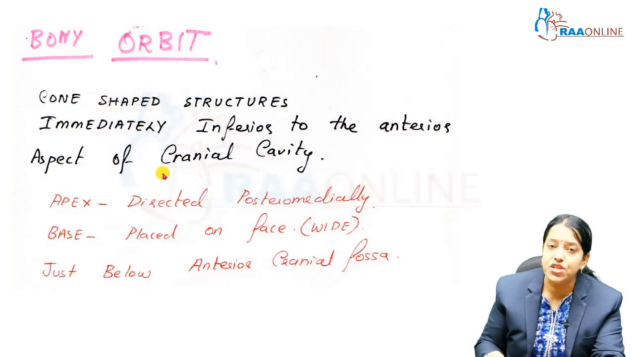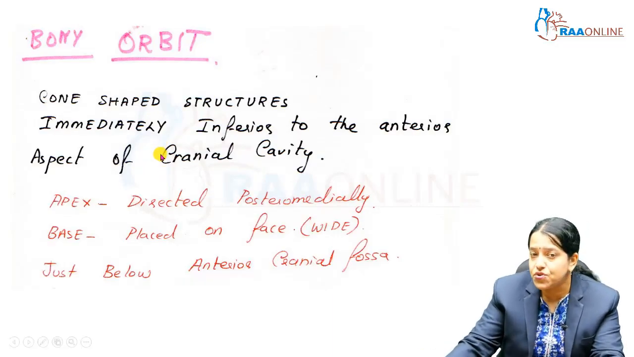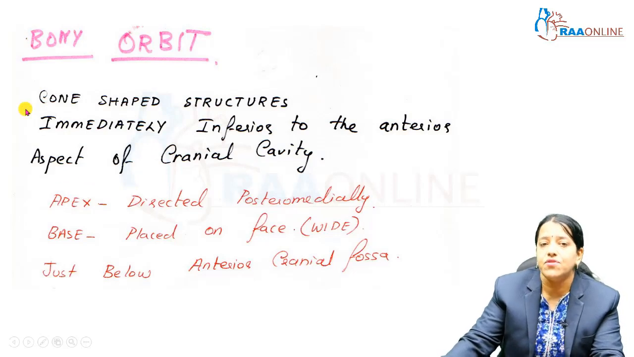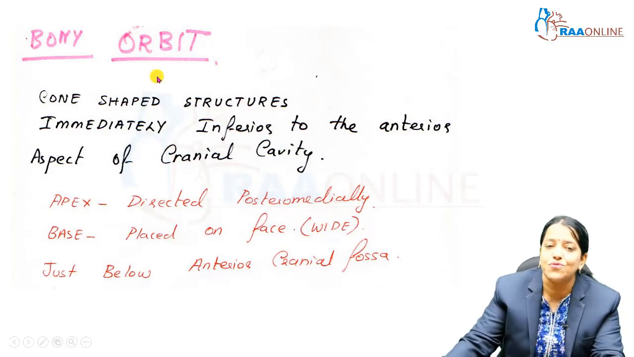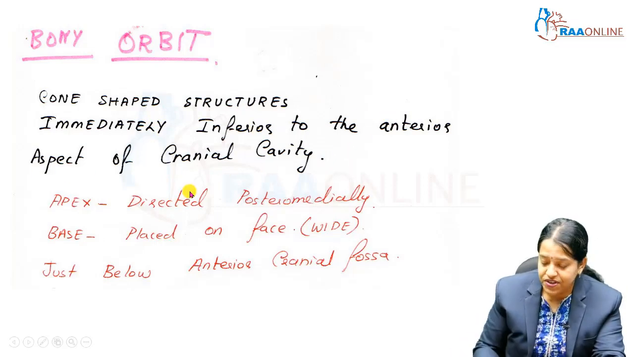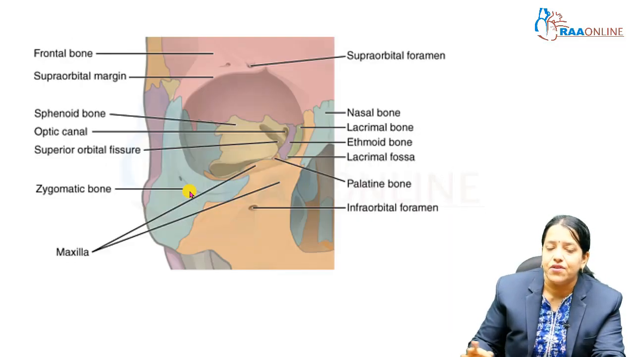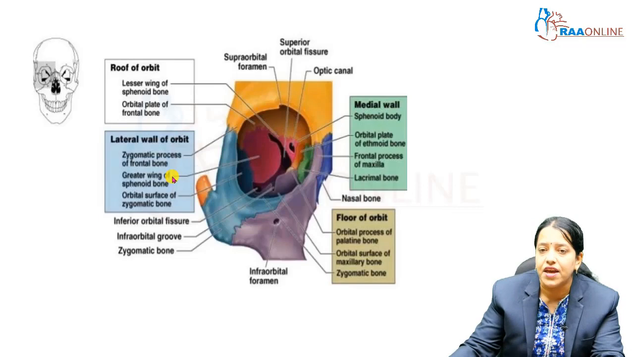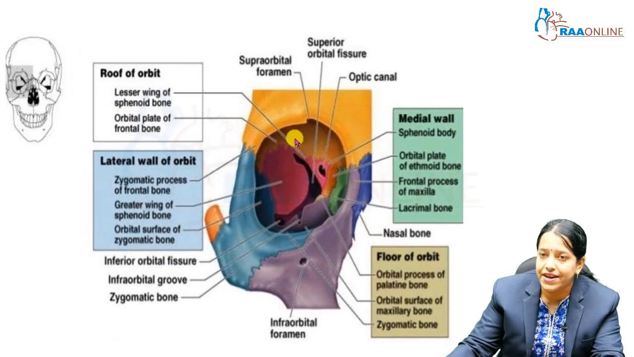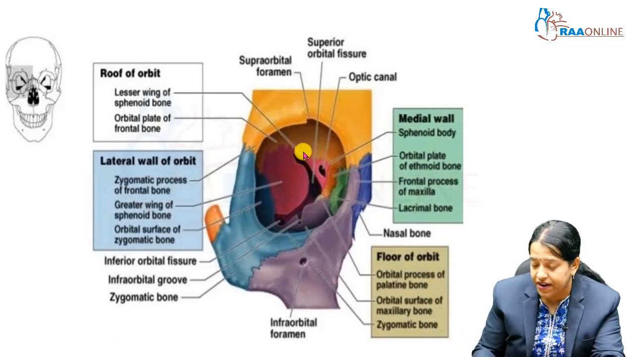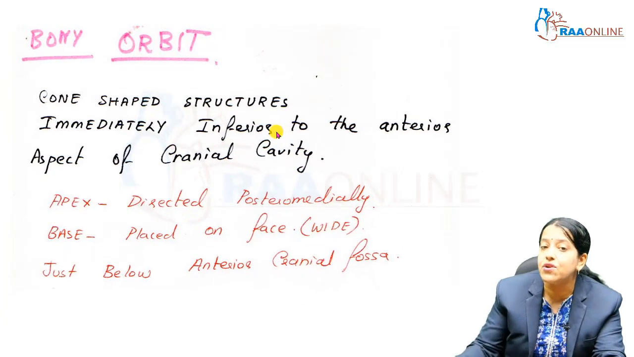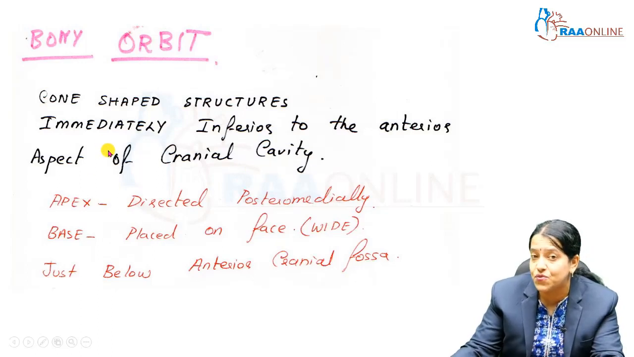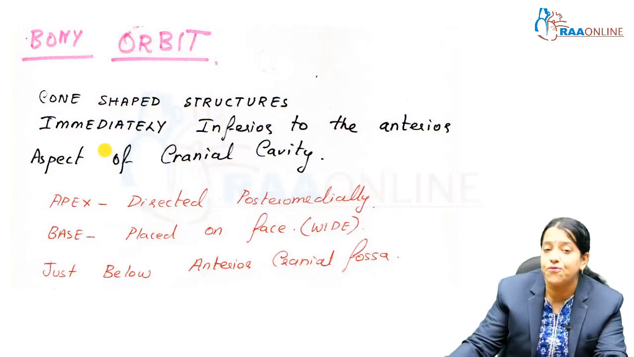So now let's come to each boundary. Before that, let's introduce the topic in the notes. So we have the orbit as the cone-shaped structures which are immediately inferior to the anterior aspect of the cranial cavity. So if you see in this picture, definitely this structure is immediately inferior to the cranial cavity. So the cranial cavity is above that. So the anterior cranial fossa is being separated from the orbit, right? Because it is immediately inferior to the anterior aspect of the cranial cavity, that's why the anterior cranial fossa is separated from the orbit.